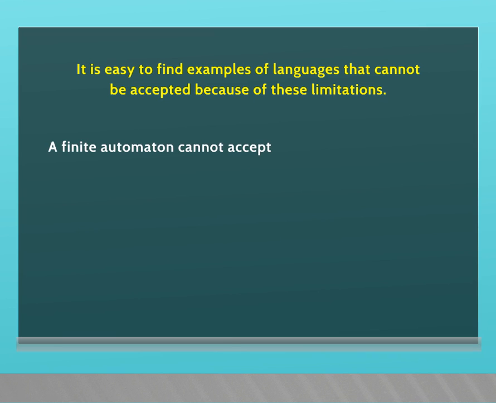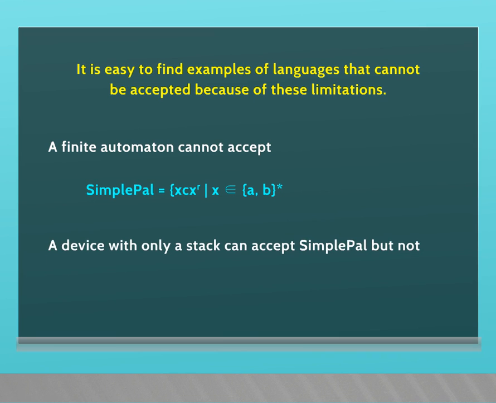A finite automaton cannot accept simple pal, which is equal to xcx^r, x belongs to {a, b}*. A device with only a stack can accept simple pal but not {a^n b^n c^n | n ≥ 0}, or L = {xx | x belongs to {a, b}*}.